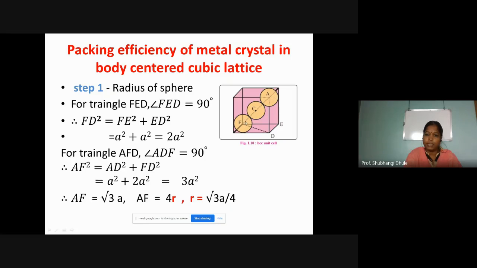So we get the distance AF, the inner diagonal, as root 3 a, which is equivalent to 4r. So we directly write that root 3 a is equal to 4r. So r is equal to root 3 a upon 4. This is a very important step.